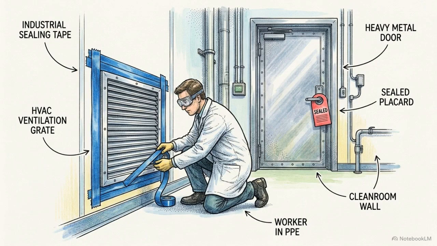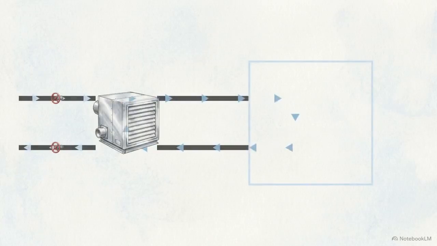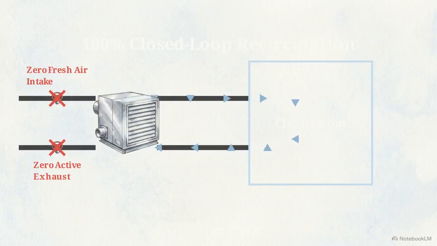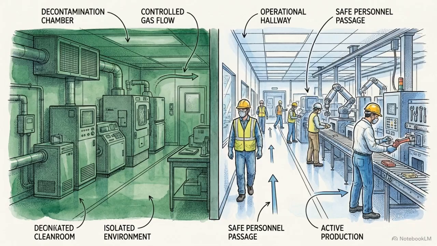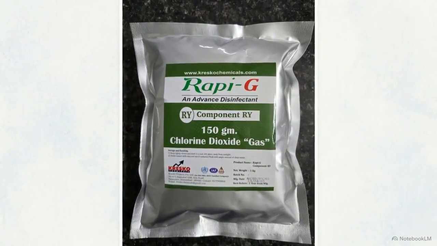Physically seal all windows, standard vents, and doors in the treatment area. This diagram illustrates the required airflow. Your facility's air handling unit must be set exclusively to a 100% closed-loop recirculation mode. During the cycle, there must be absolutely zero fresh air intake and zero active exhaust. Properly isolating the room secures maximum gas concentration and prevents active chemicals from leaking into the operational sectors of your facility. Now we prepare the physical materials.